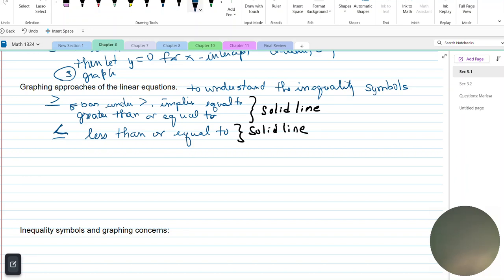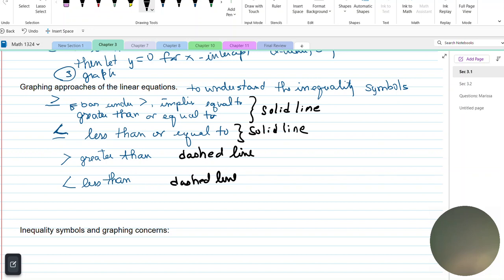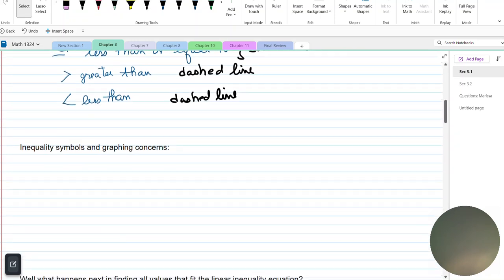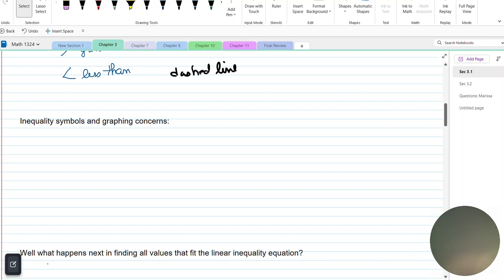All right, now we're going into the general inequalities. This is greater than only. So this is the dashed line, because it doesn't include the values that we calculated. And this one is less than. And it is also a dashed line. So these inequalities will help us in understanding, first, if it's a solid line or a dashed line, and secondly, how to construct what we're trying to achieve. Okay, inequality symbols and graphing concerns.